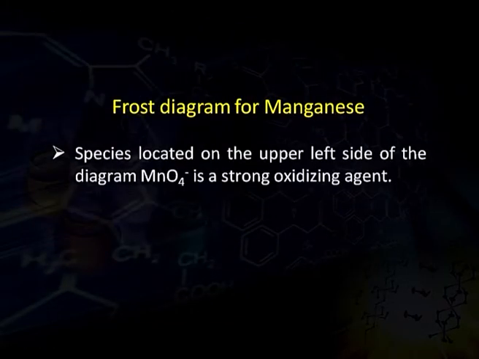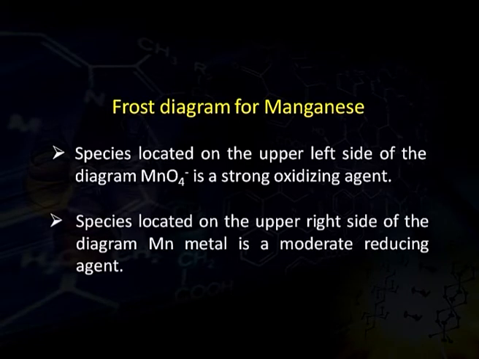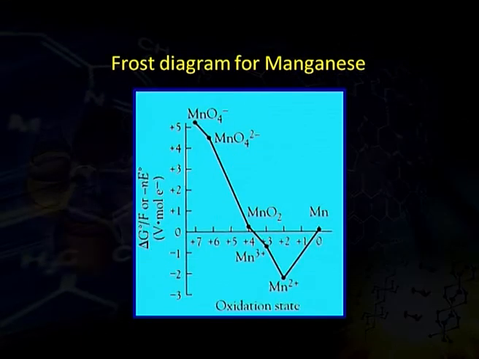The species located on the upper left side of the diagram is a strong oxidizing agent. The species located on the lower right side of the diagram, Mn metal, is a moderate reducing agent. This is the location of Mn, which is a moderate reducing agent.